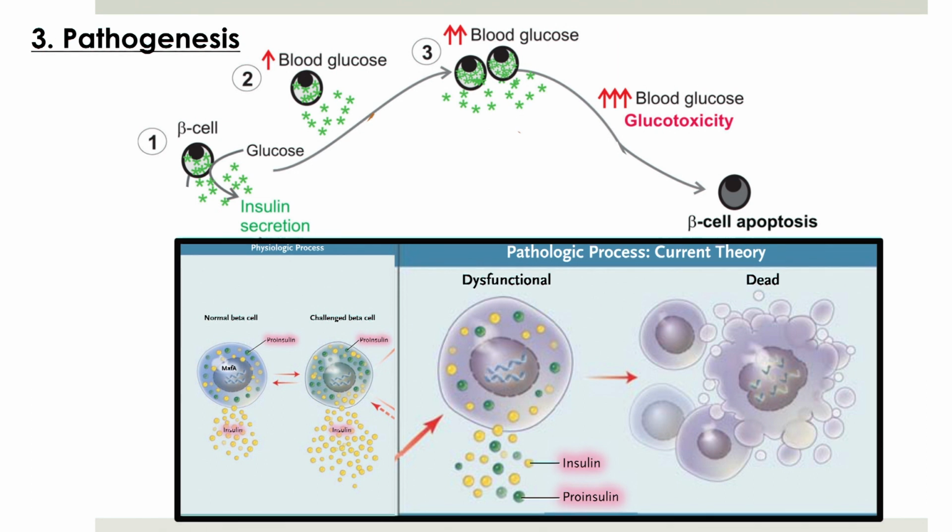You have glucose which acts on your beta cells to cause insulin secretion. When you have insulin resistance, your beta cell compensates by secreting more and more insulin. But as beta cell dysfunction sets in, your beta cell is not able to compensate for the degree of hyperglycemia and you develop diabetes. And we thought that once beta cell dysfunction sets in, it undergoes beta cell apoptosis. So your normal beta cells become challenged beta cells, then dysfunctional beta cells, and then dead beta cells.